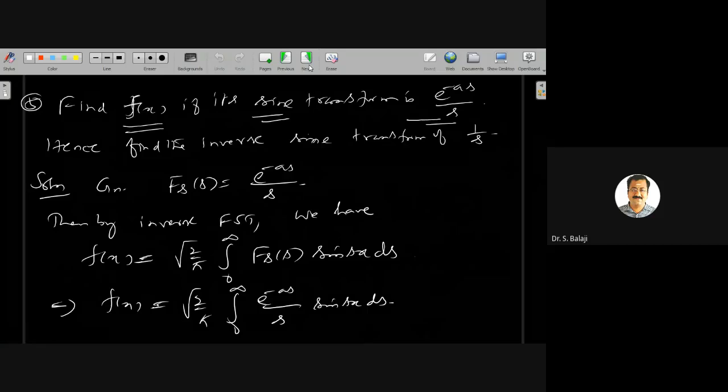Fifth one, find f of x. They are asking for the inverse Fourier transform. Find f of x if its sine transform is e power minus as by s. Not f of s, f of x. And also they are asking, hence find the inverse sine transform of 1 by s.